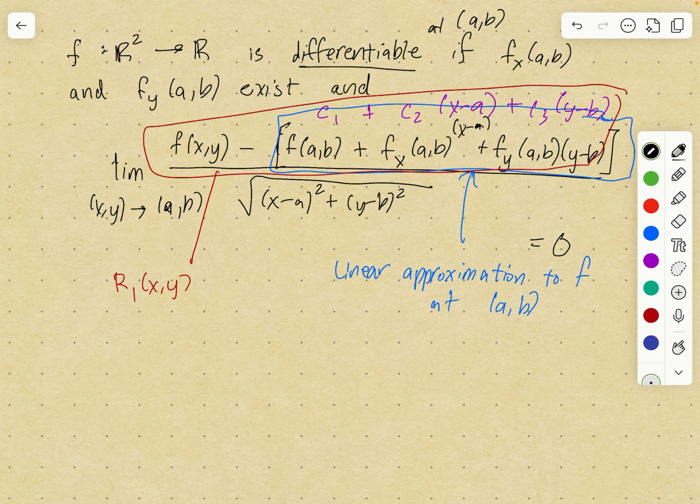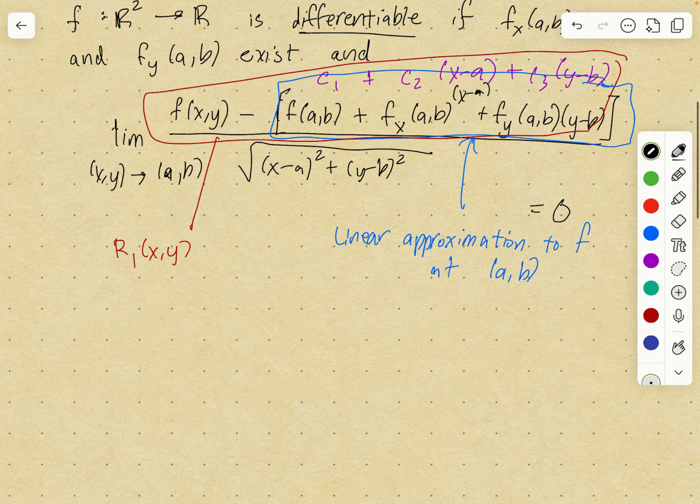So one way to say this is that when you take the error, R sub 1 of xy, and divide by the length of the vector from ab to xy, the quotient approaches 0. Okay.